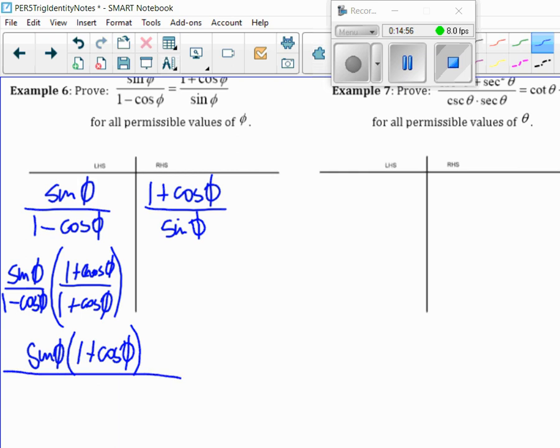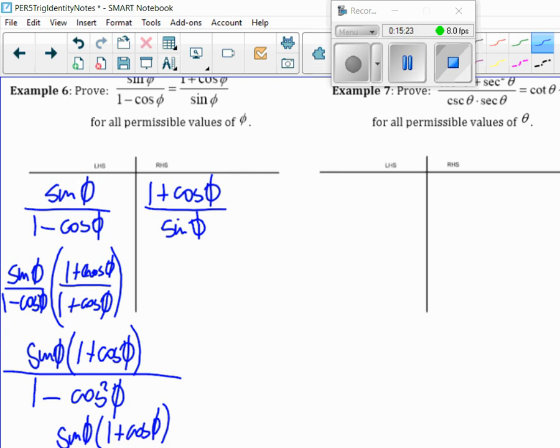And in the bottom, you get the FOIL. So then you get 1 minus cos squared phi. That's the whole reason of the conjugate, so that the outer and the inner will cancel when you do the FOIL. And so then that should be an identity you know. And what's that? That's sine squared. So then you get sine phi 1 plus cos phi over sine squared phi.